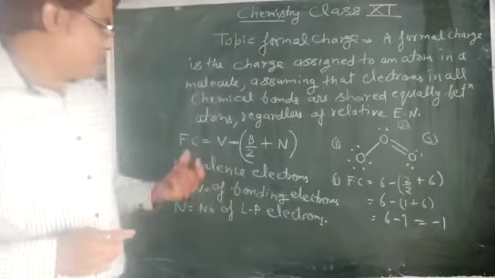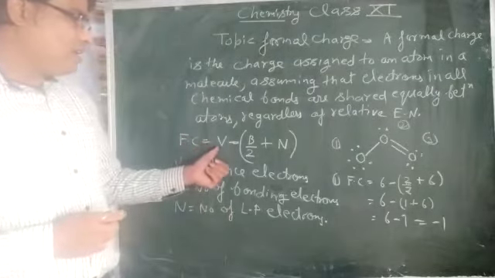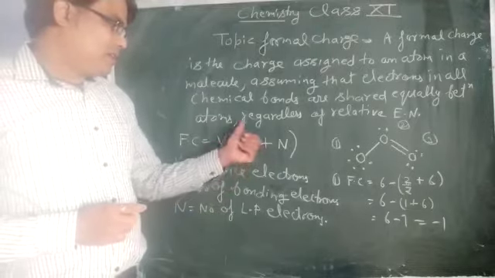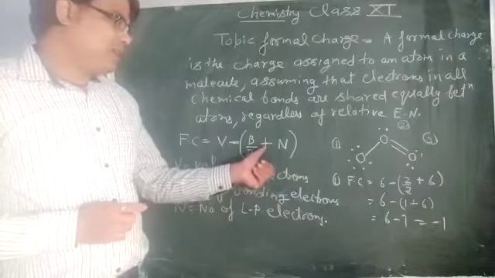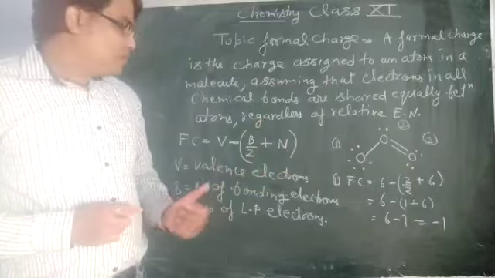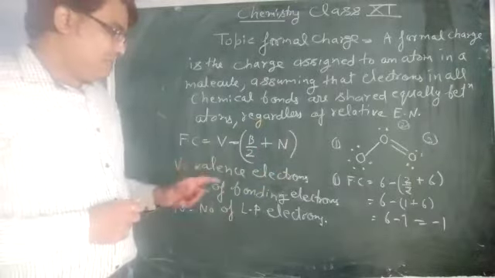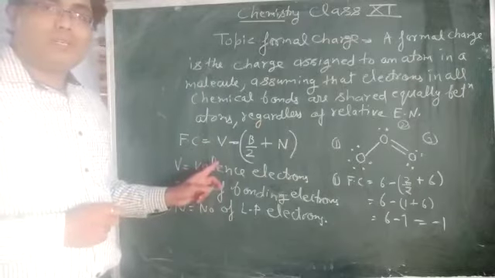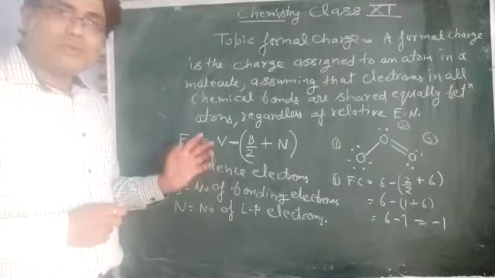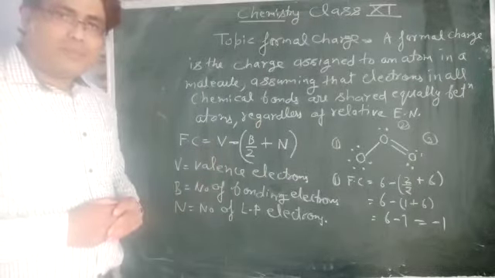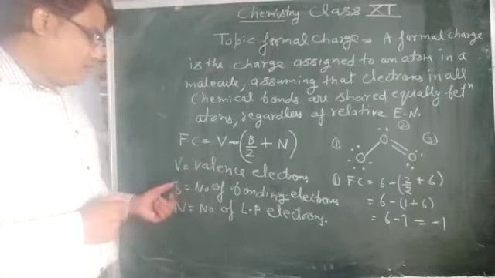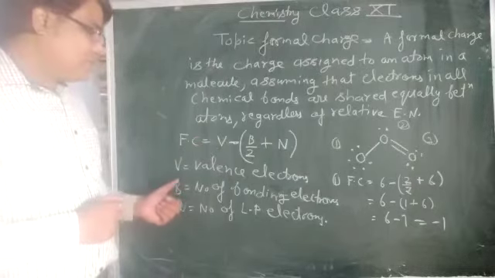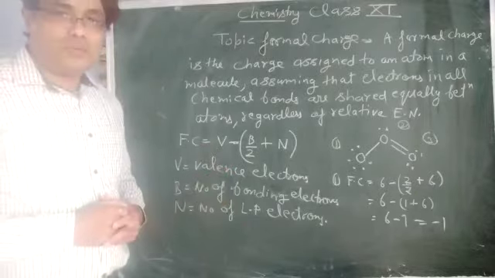The formula is: formal charge is equal to V minus, in bracket, B by 2 plus N, bracket close. So what is V? V is the number of valence electrons in a neutral atom. Second, capital B. B is the number of bonding electrons.